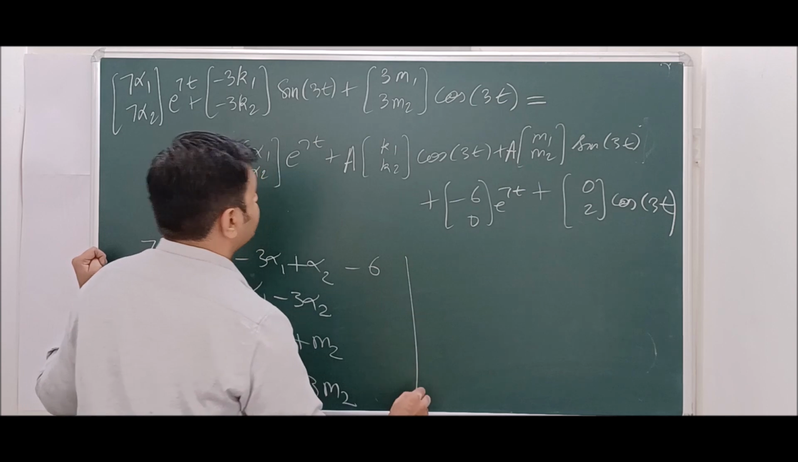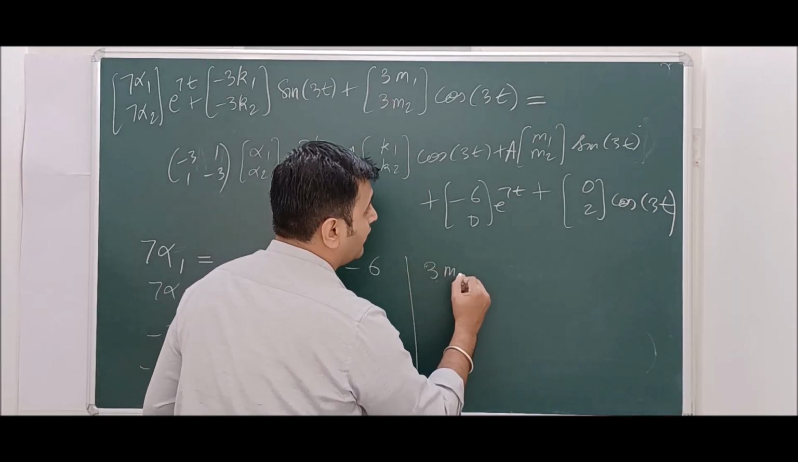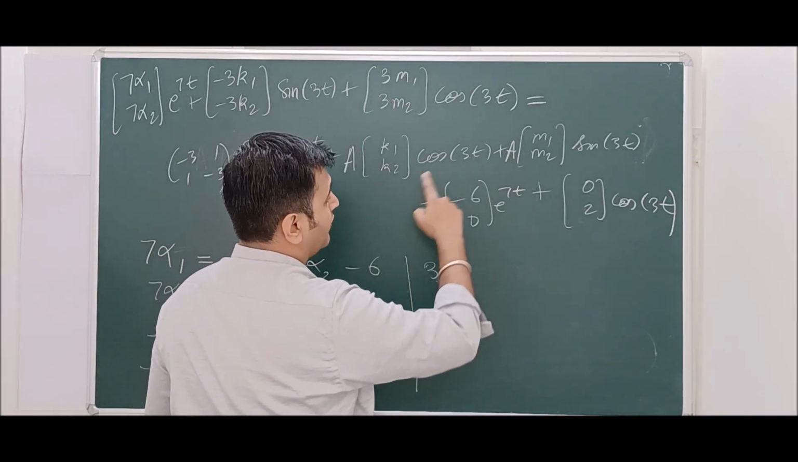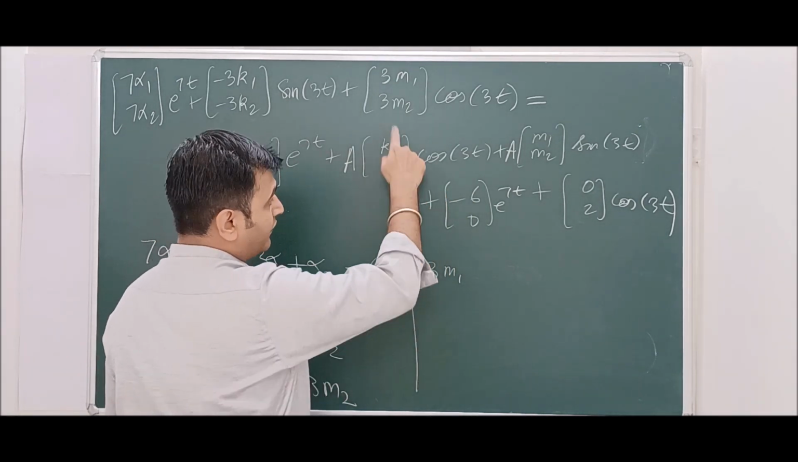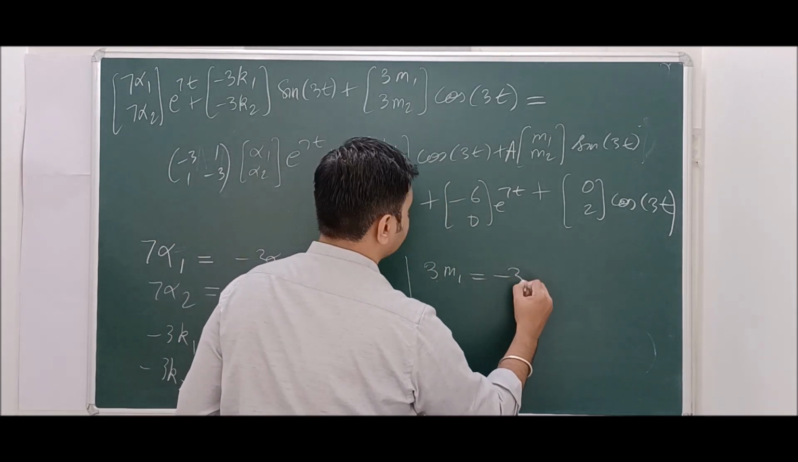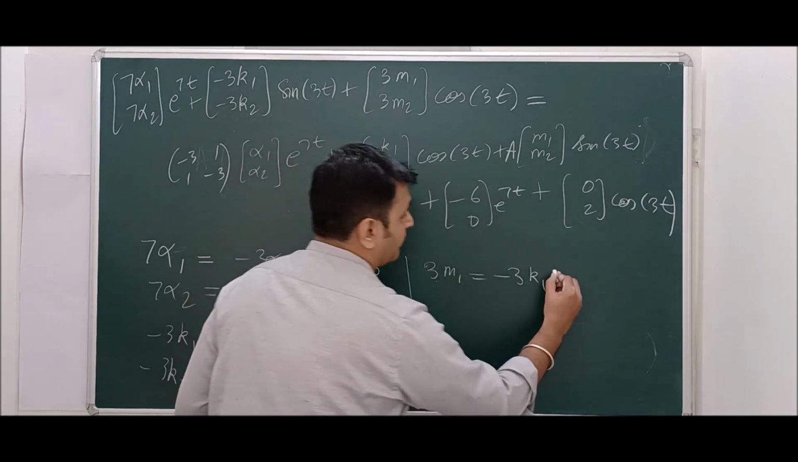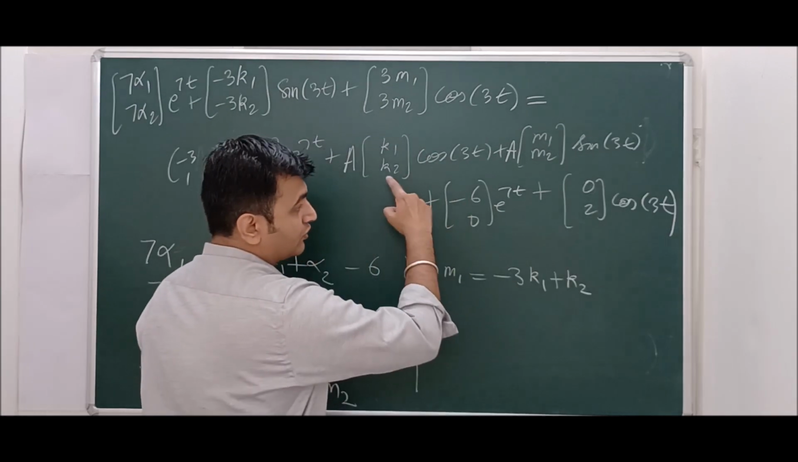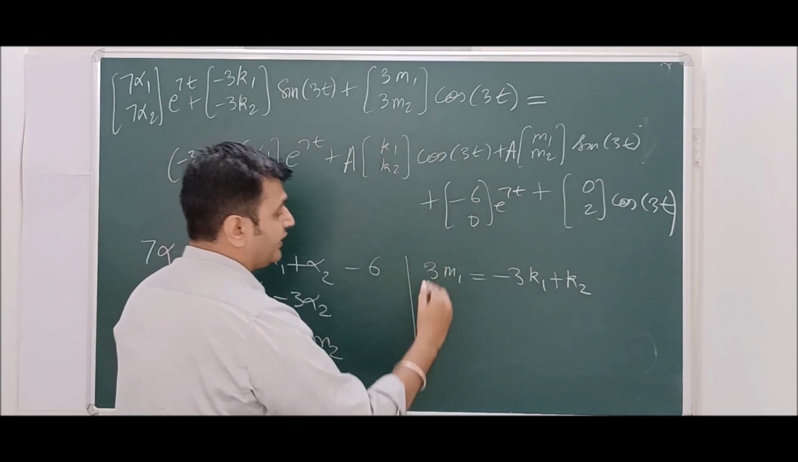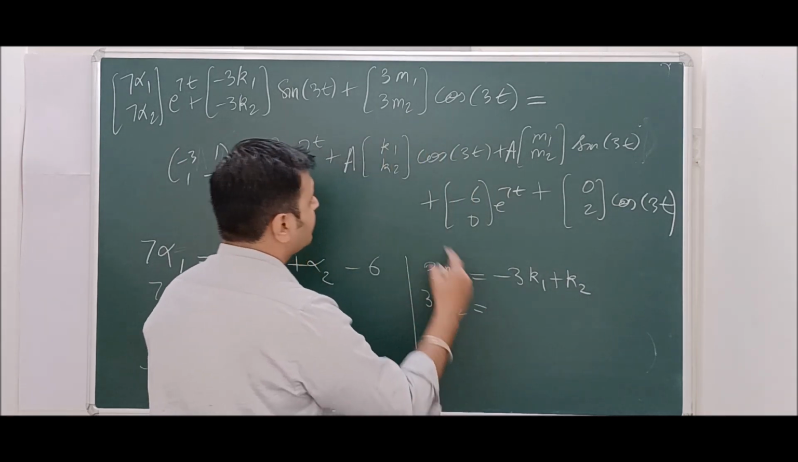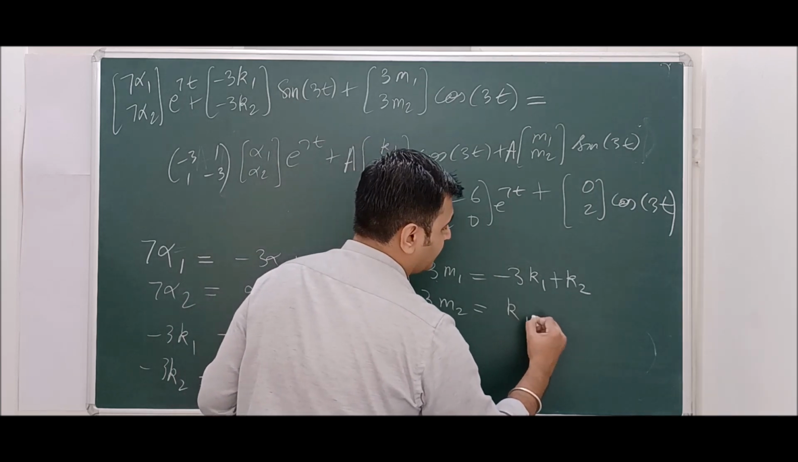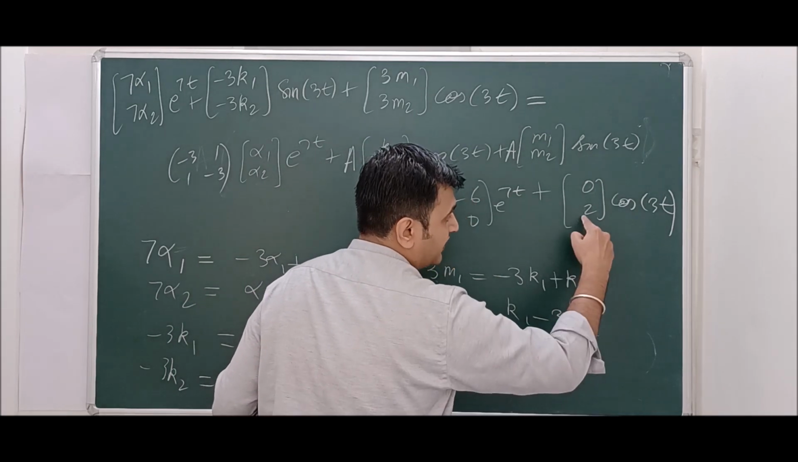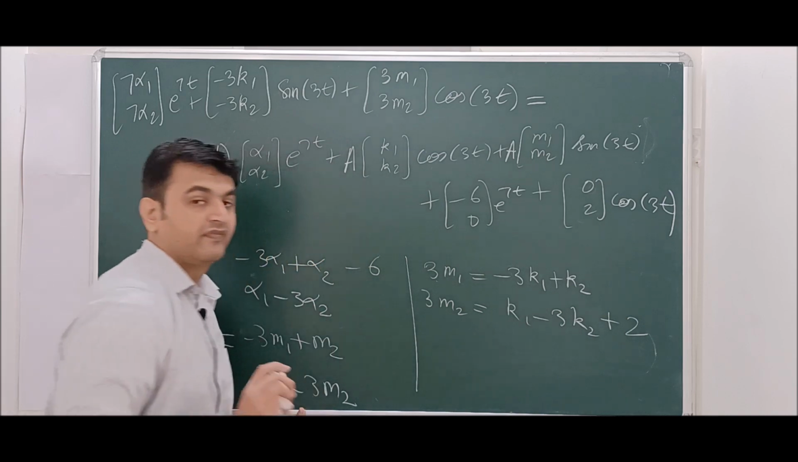Then you go for cos. So we have 3m1, and here is the cos. So first row into first column, so it will be minus 3k1 plus k2. And where is cos? Here is the cos, so that is 0. And here you have 3m2 is equal to second row of A into this first column, which is k1 minus 3k2, plus this second entry 2.